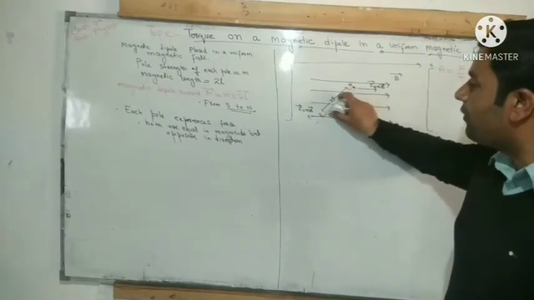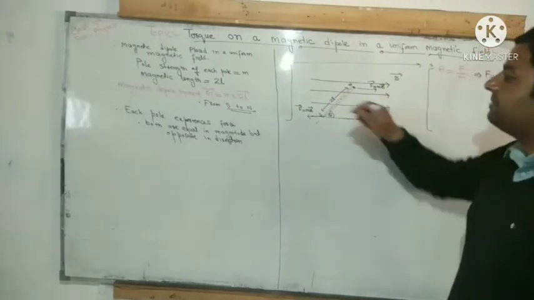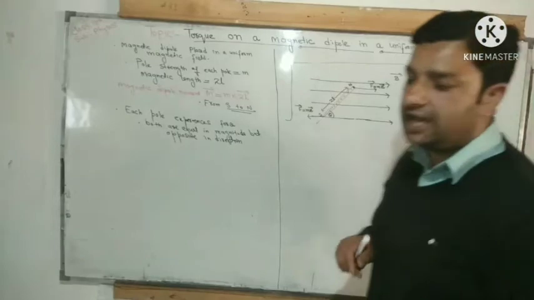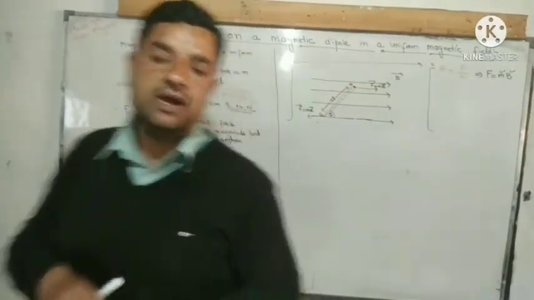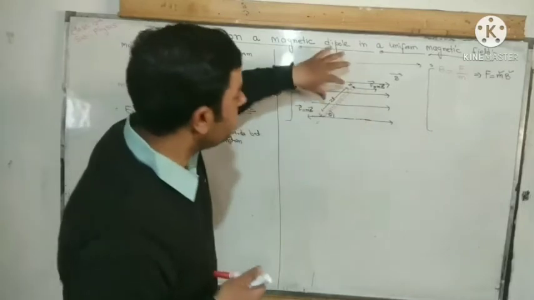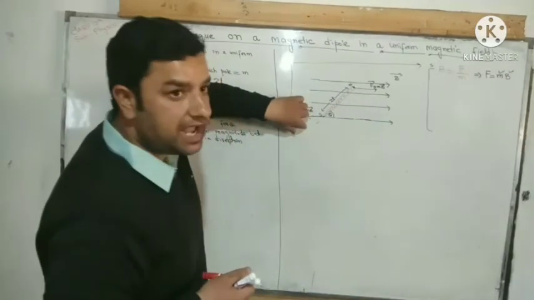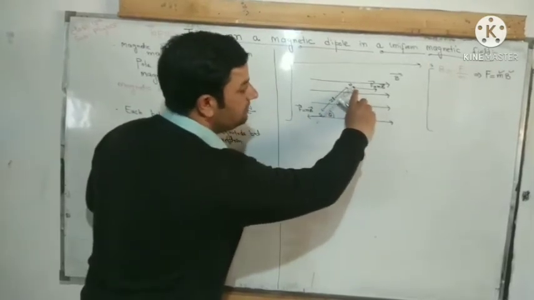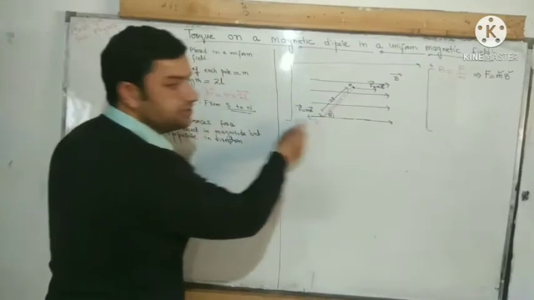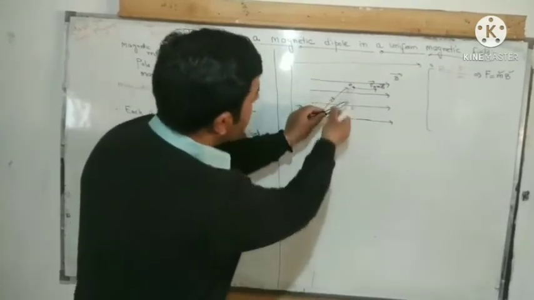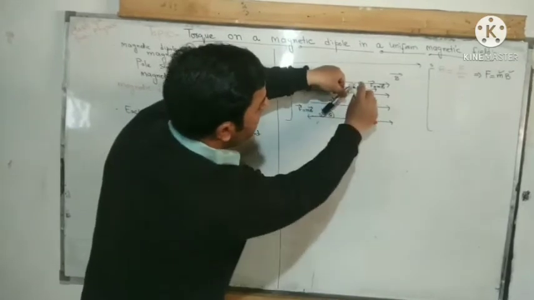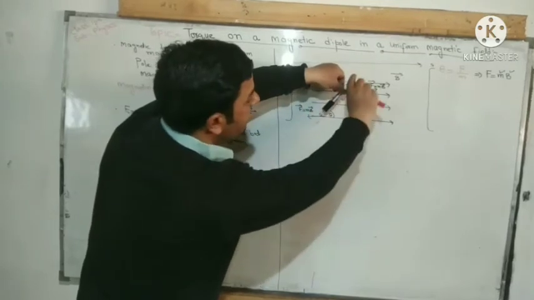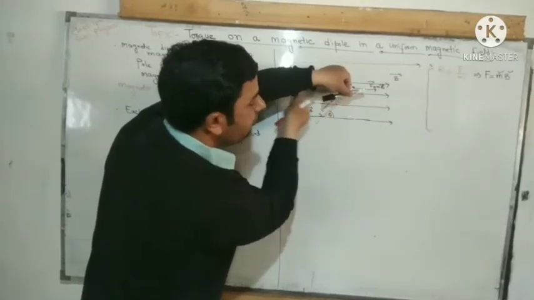Both forces are equal, so there will be no translational motion. But these two forces do not act along the same line of action. The south pole and north pole each experience a force, so the magnetic dipole will try to rotate.